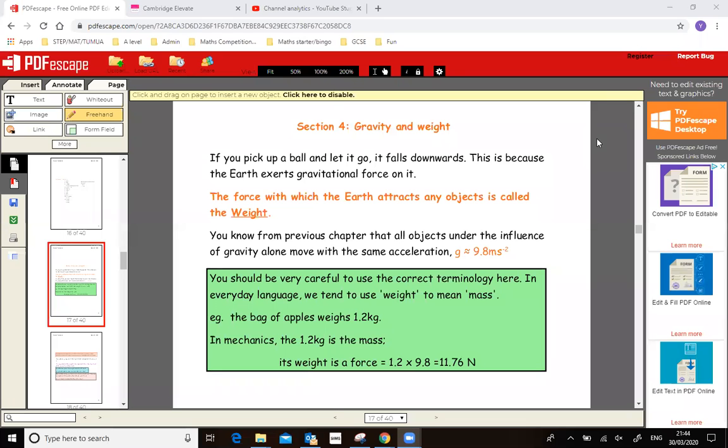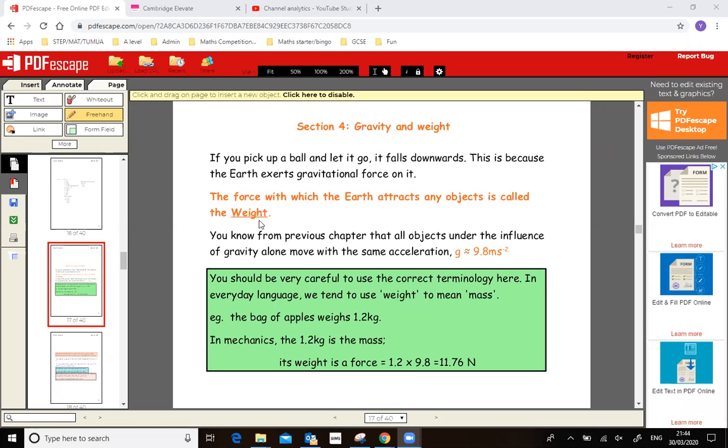Hello everyone, today we're going to look at section 4, which is on gravity and weight. If you pick up a ball and let it go, it falls downwards. This is because the Earth exerts gravitational force on it. The force with which the Earth attracts any object is called the weight.